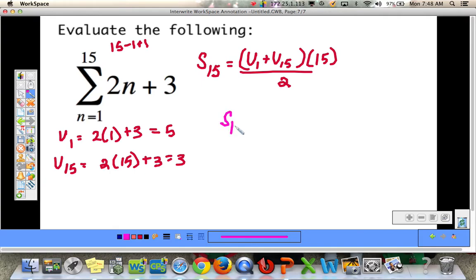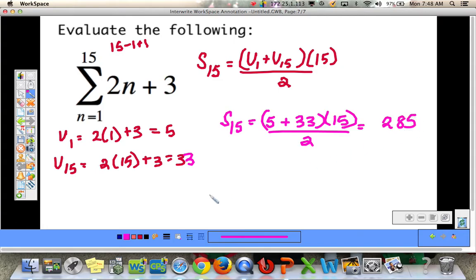The sum of the first 15 terms equals the first term, 5, plus the 15th term, which is 33, times 15, divide by 2. And if you do that, you get 285. So the sum of the first 15 terms is 285.